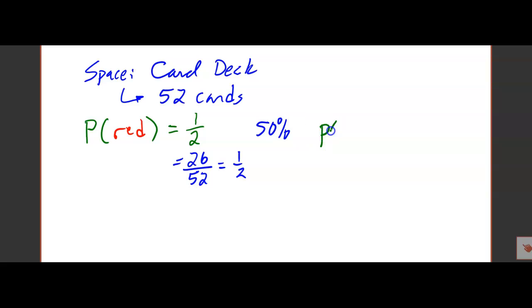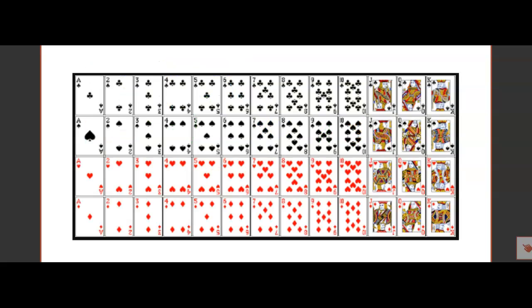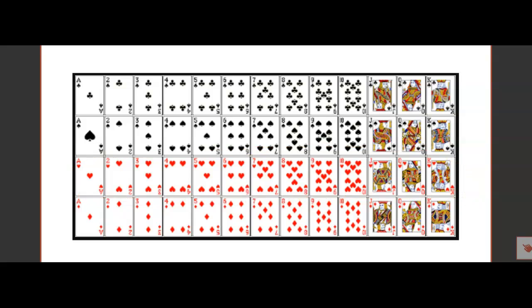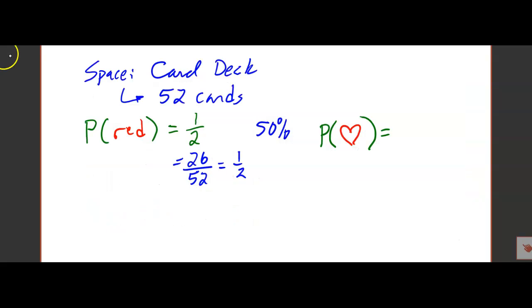What is then the probability of pulling a heart out of this deck? Well, let's look at that. Here are the heart cards. These are all the hearts in the deck. Well, I have 4 suits. This is 1 suit. So what is my actual probability of a random choice? 1 out of 4 choices.